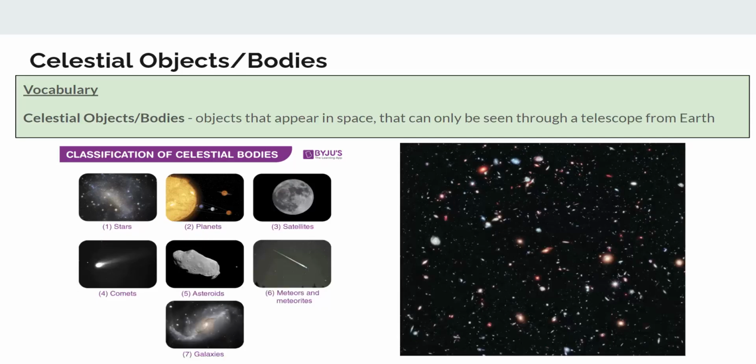Hey guys, so today we're going to talk about celestial objects. So, what are celestial objects? Celestial objects or bodies are objects that appear in space that can only be seen through a telescope from Earth, meaning these objects have to be in space and they have to be close enough for us to view through at least a telescope, but they also cannot be viewed that clearly with the naked eye. So, these include stars, planets, satellites such as moons, comets, asteroids, meteors, meteorites, and galaxies.